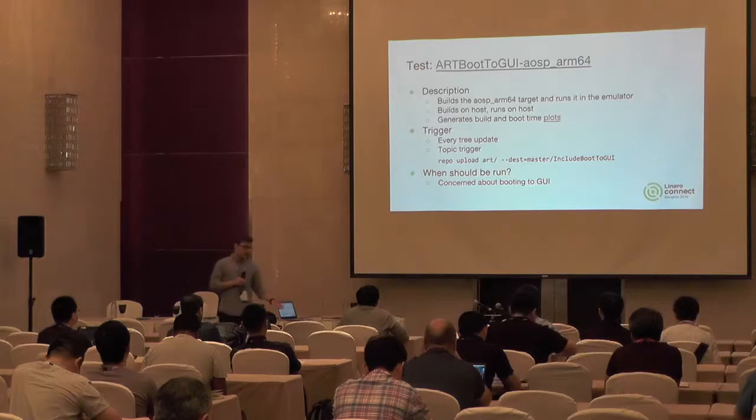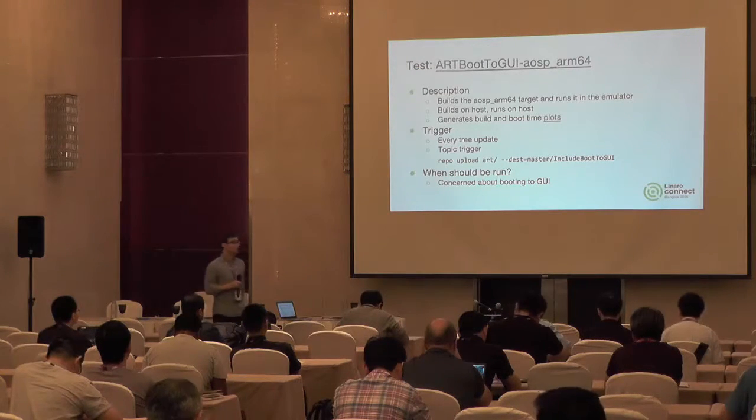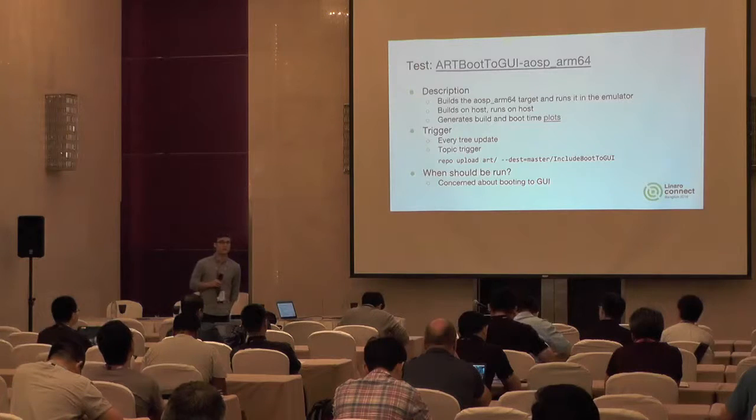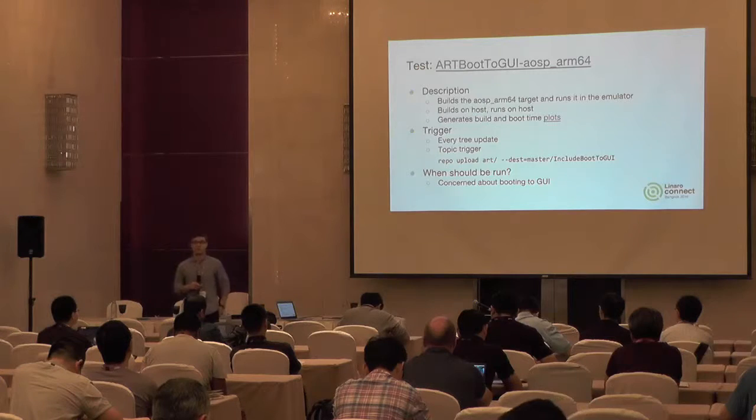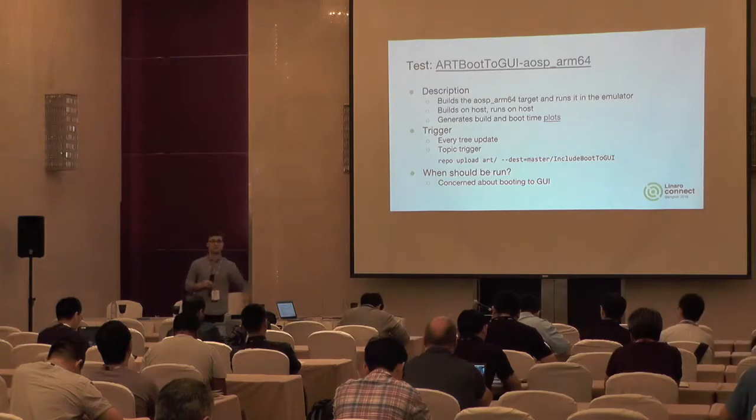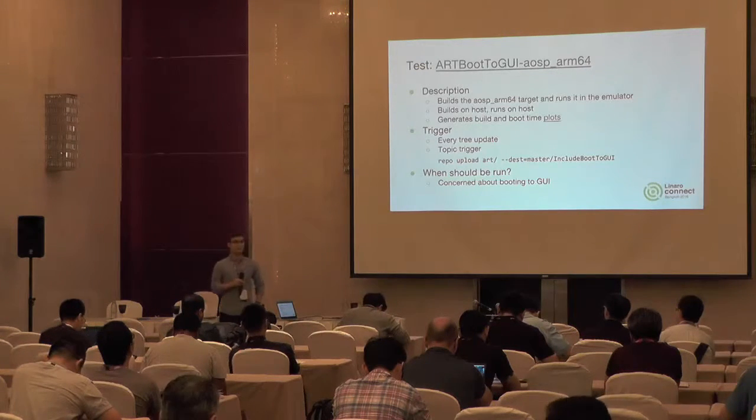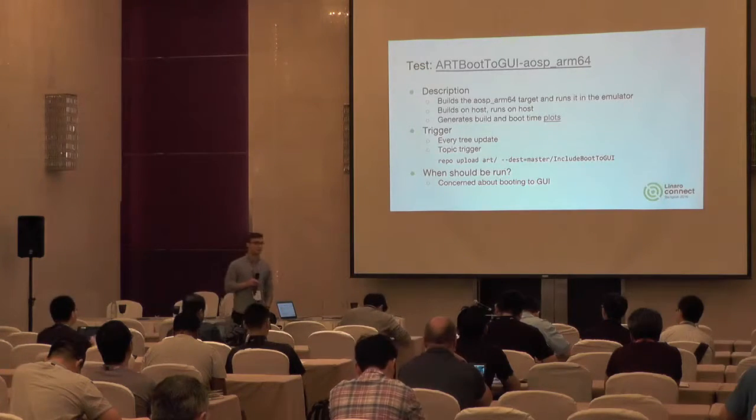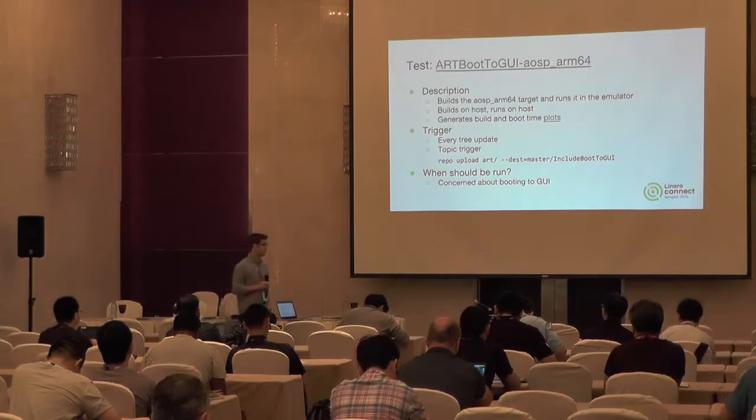So we build the tree and we boot the tree, and we basically check that the tree has booted to GUI. It generates some plots for the compile time and the time it took us to boot to GUI. They're obviously not too relevant in the case of the emulator, because the emulator has different amounts of time it could take to boot to GUI. But it's going to become more relevant as we move to real devices. It gets triggered on every tree update and on every requested topic. And you should be running this whenever you're concerned with the device not booting to GUI.